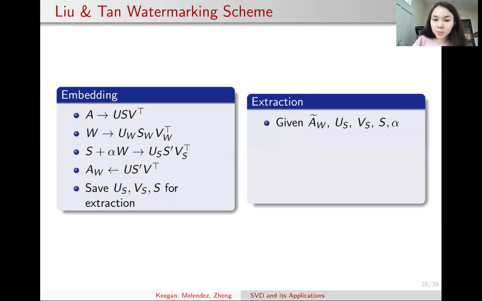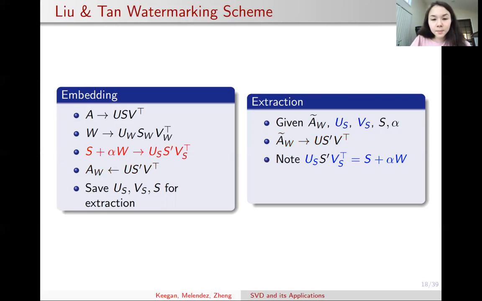For the extraction process, given a potentially distorted watermarked media, AW tilde, and your keys for extraction, if you knew that the Liu and Tan watermarking scheme was used in the embedding process, then from there you're just computing the embedding process backwards to obtain a potentially distorted watermark.